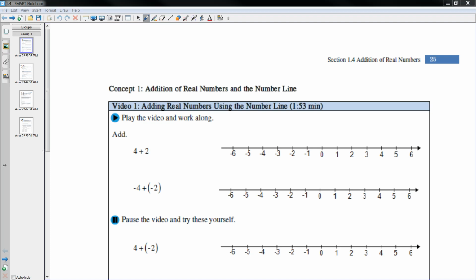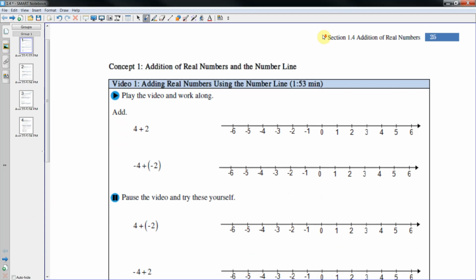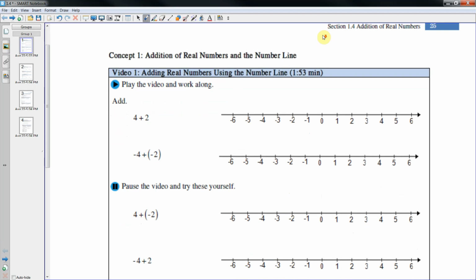Alright, today we're talking about the addition of real numbers, and there's a couple of different ways we could do it. One way we can show addition with real numbers is by using the number line. So when we're talking about using the number line, what we do is we start on the first number, and then if we add, we move to the right because that's positive. If you subtract, you move to the left. So today we're just going to be adding.